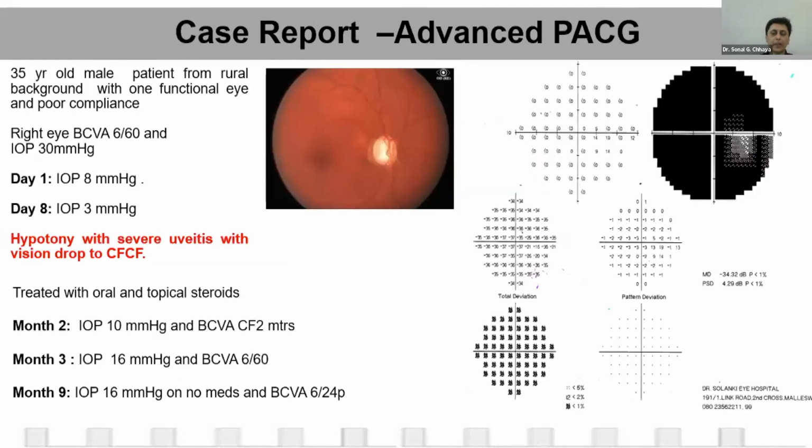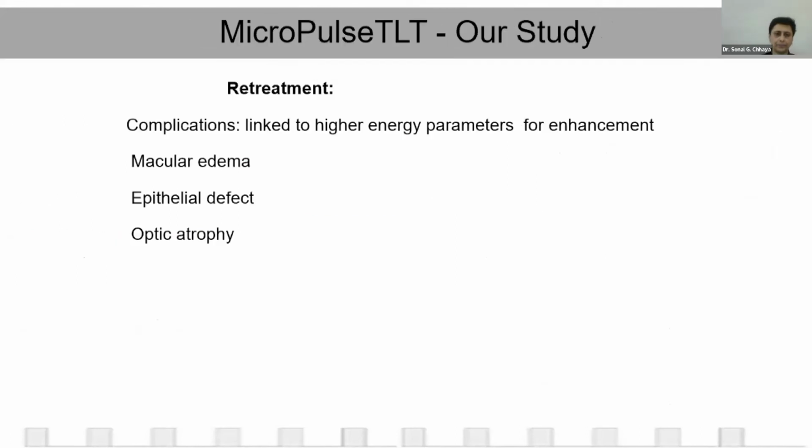Here's an example of the hypotony patient, an advanced primary angle closure glaucoma with 1 functional eye, best corrected vision of 6/60 and an intraocular pressure of 30 millimeters of mercury on maximal medication. On day 8, he developed hypotony with severe uveitis and vision dropped to counting fingers close to face. He was treated with oral and topical steroids, and pressure climbed between the 2nd and 3rd month to 16 millimeters of mercury, with restoration of vision back to baseline 6/60 at month 3.